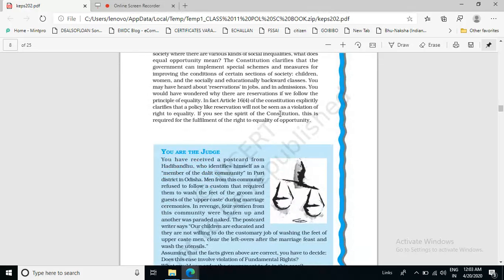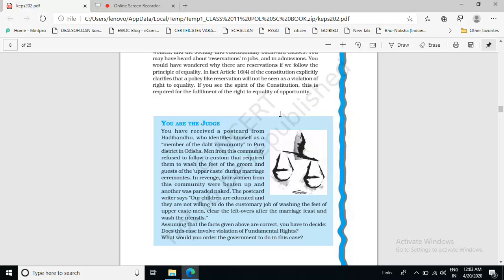Okay, now you are given a situation, you are the judge, you have to take some decisions. So what is the condition? You have received a postcard from Hadi Bandhu, who identifies himself as a member of the Dalit community in Puri district in Odisha.